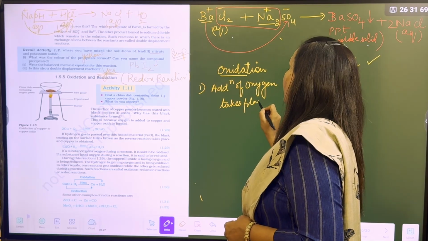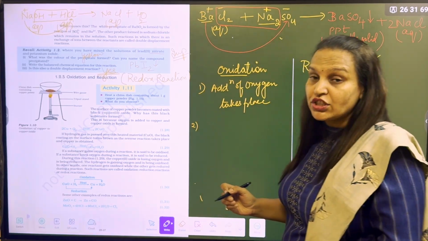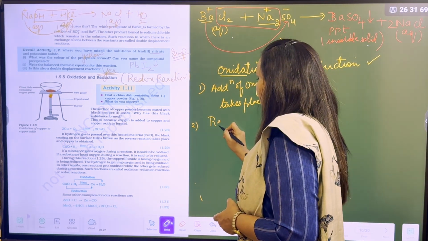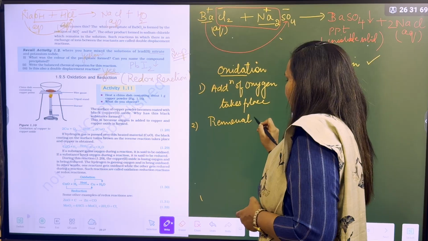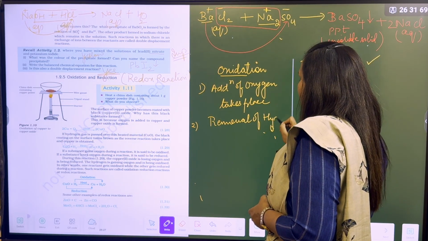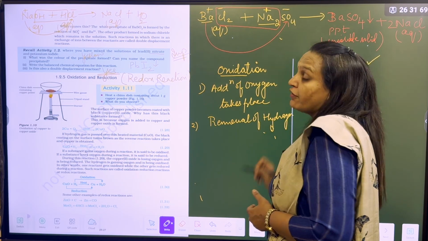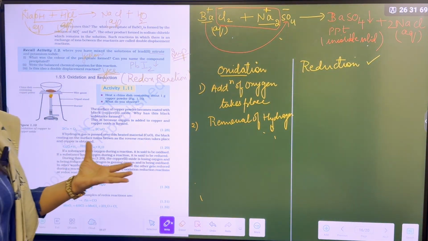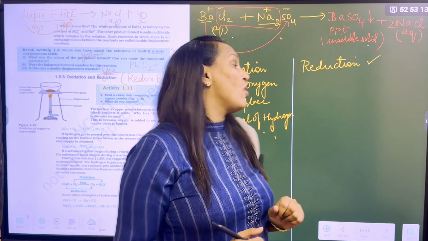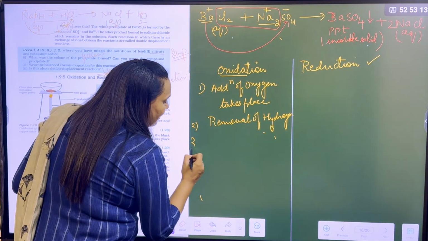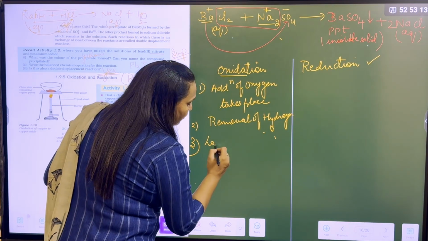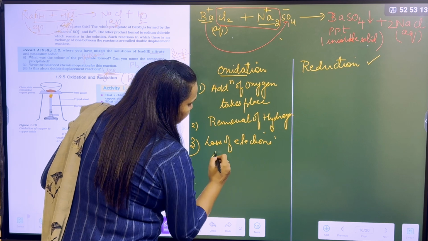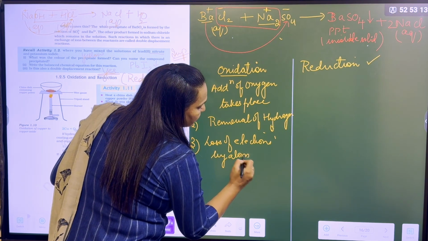Right? Okay. Any other definition? Yes. Just opposite of it, removal of hydrogen. Because sometimes they trick you and define oxidation in terms of hydrogen. Then we can't write addition of oxygen. Then what will we write? Removal of hydrogen. And what is the third definition? Loss of electron by an atom is also called oxidation.